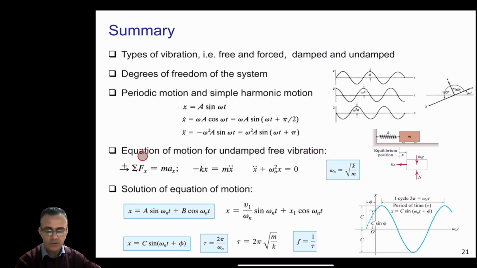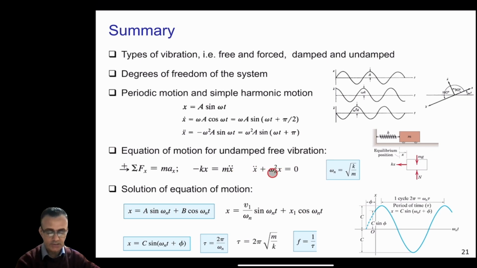And now for the equation of motion for the undamped free vibration. If you consider this mass which is vibrating on a horizontal surface, or it can vibrate in a vertical direction, the equation of motion can be represented by this equation here. So minus kx equals m x double dot, and this equation becomes x double dot plus omega n squared x equals 0, where omega n is the natural frequency, which is the square root of k divided by m. And this equation is a homogeneous linear second order differential equation.